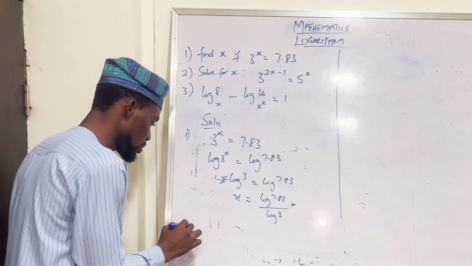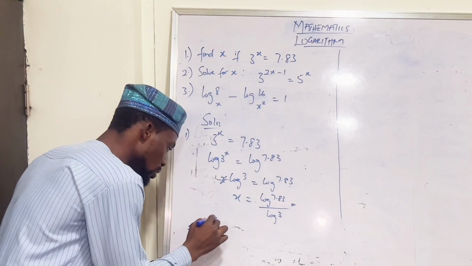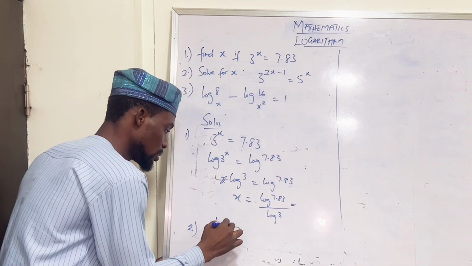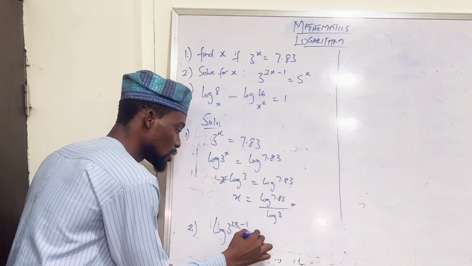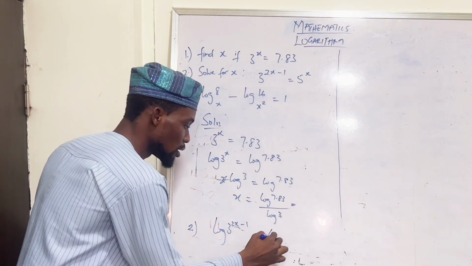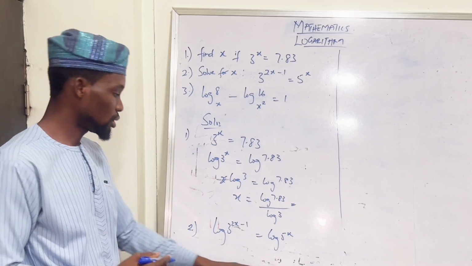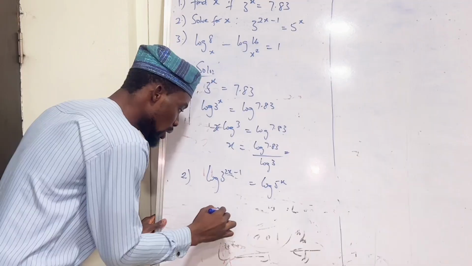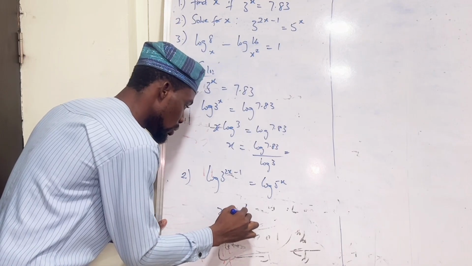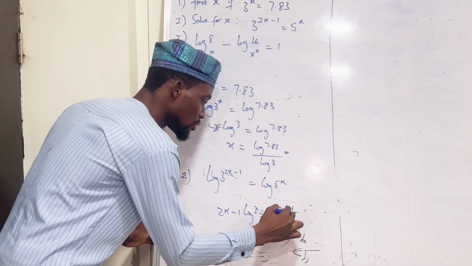Number 2, solve for x, given that 3 raised to power 2x minus 1 equals 5 raised to power x. Introduce logarithm also. At this point, this becomes (2x minus 1) log 3 equals x log 5.